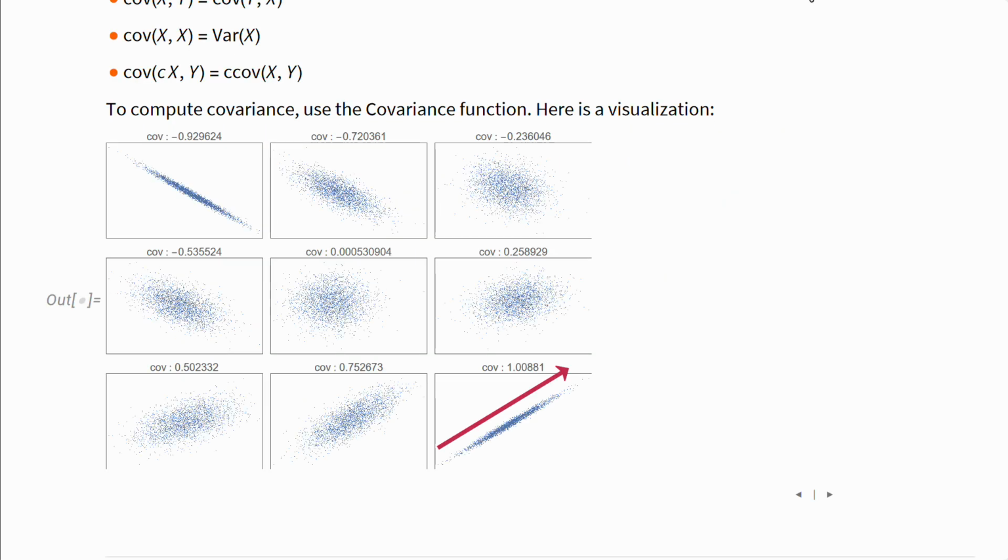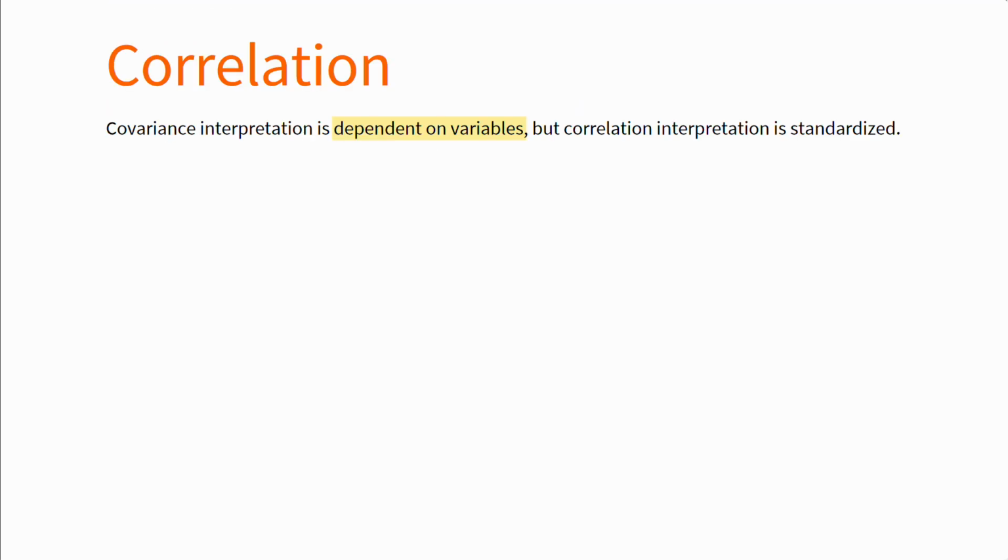Positive covariance indicates proportional growth, and negative covariance indicates inverse proportional growth. Depending on the context, you may interpret one unit change of x resulting in the covariance change in y, but this depends on the context. Interpreting the covariance is often difficult, especially if you just want to know the strength of the relationship between two random variables. So while covariance interpretation is dependent on variables, correlation interpretation is standardized.